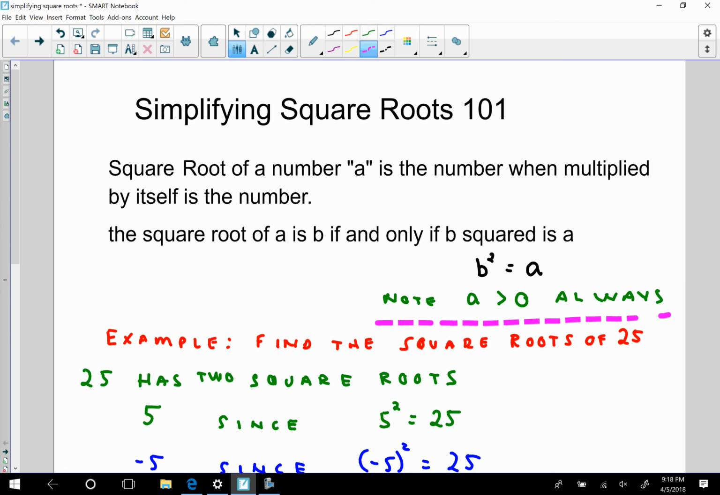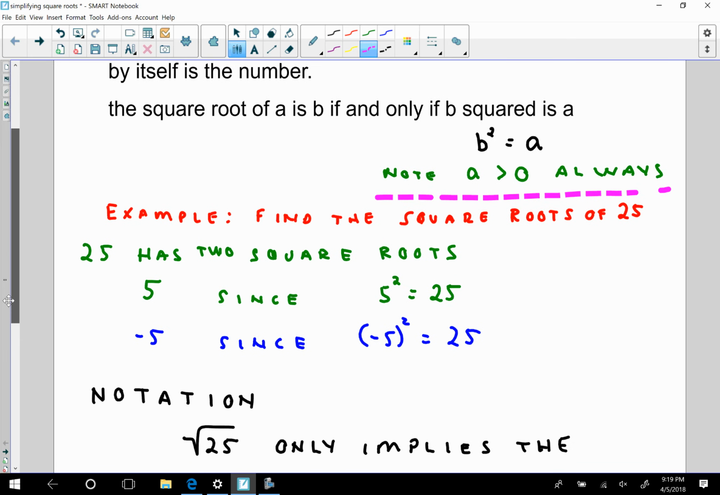So let's do a couple quick examples before we get into simplifying square roots. Let's find the square roots of 25. 25 has two square roots: 5, since 5 squared is 25, and negative 5, since negative 5 squared is 25. Both 5 and negative 5 are the square roots of 25.